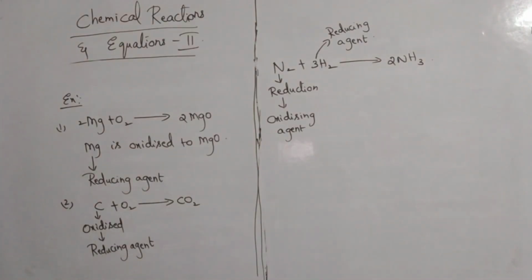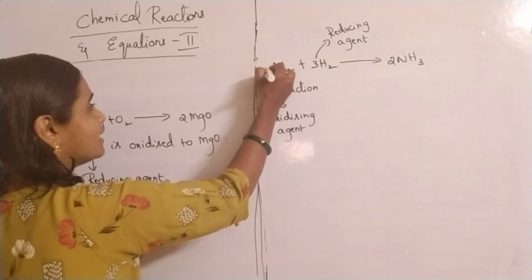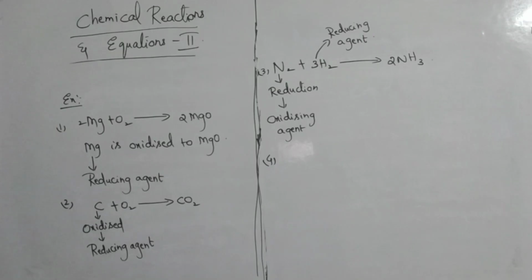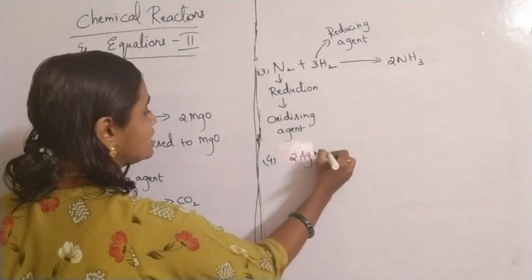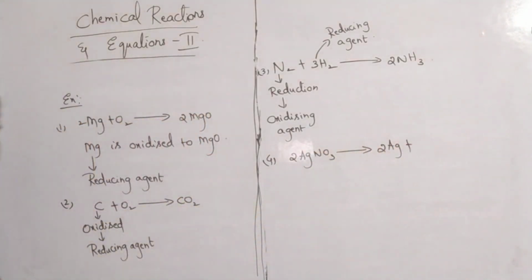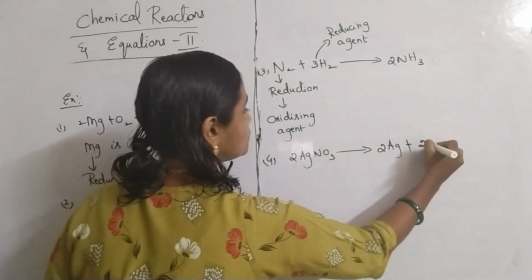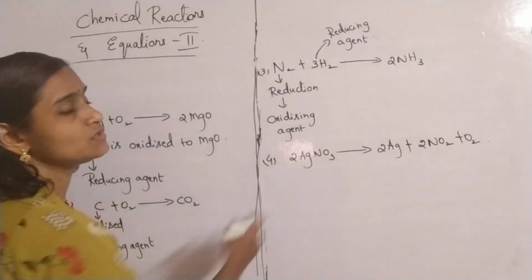Actually, the oxidation number method is a relevant method to identify which is getting oxidized and which is getting reduced. I'll give you one more example. 2AgNO3 gives rise to 2Ag plus 2NO2 plus O2. Here, what happened to AgNO3?